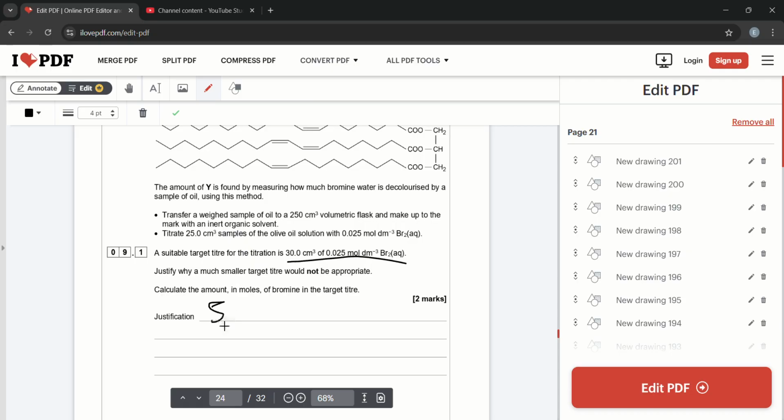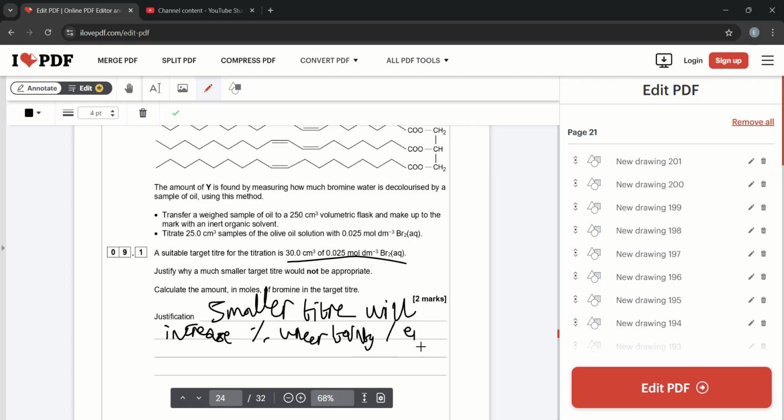Well, a smaller titre will increase percentage uncertainty. Smaller titre will increase percentage uncertainty / error, and then calculate moles.